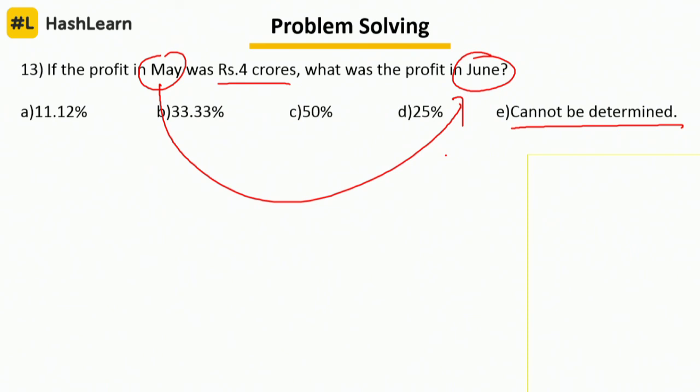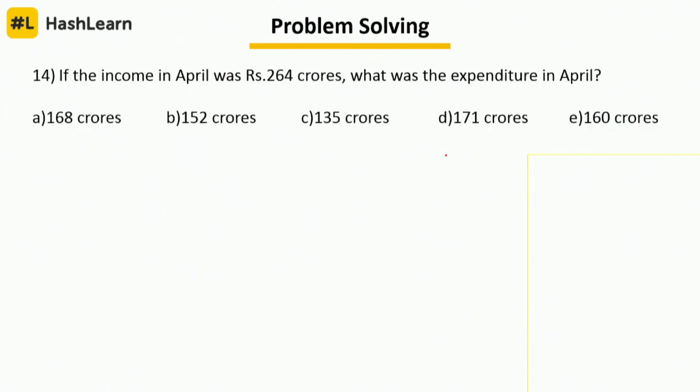Okay, fine. Let us come to the 14th. If the income in April was 264 crores, what is the expenditure in April? You know what your profit is? Income minus expenditure by expenditure into 100. Okay, that is your profit percentage: income minus expenditure by expenditure into 100.